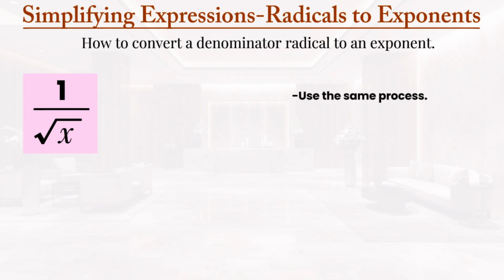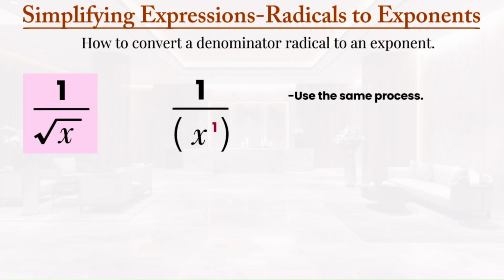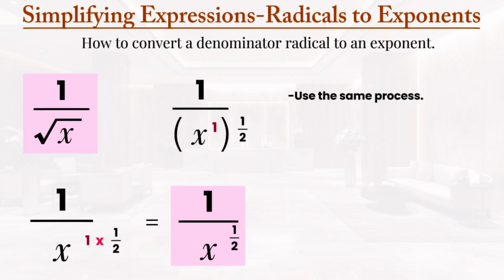The same method we used for the square root of x is the same method we use even when it's a denominator. Put subject x in brackets, put the fractional exponent 1 over 2 outside the bracket, and now multiply the exponents to get x to the power of 1 times 1 over 2. Therefore, 1 over x to the power of 1 over 2 is the final answer.